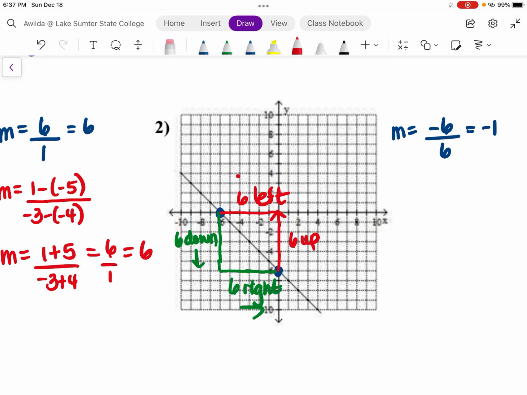Oh, my pencil's giving me a little bit of a hard time. We would have had the same result, and it's not letting me write anymore. Let me go ahead and pause here, and we'll pick up in the next video. But again, we get the same slope regardless of which direction we travel.